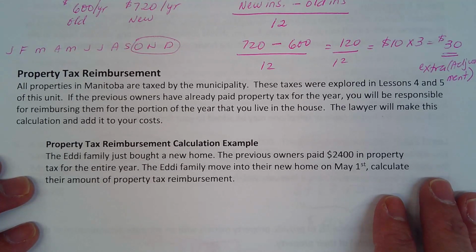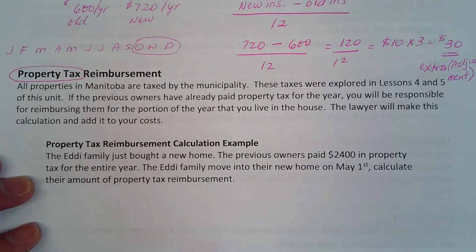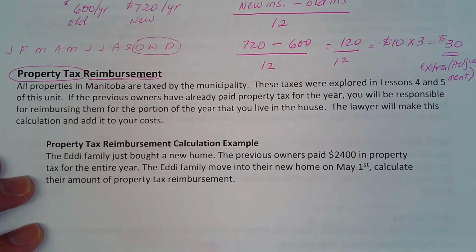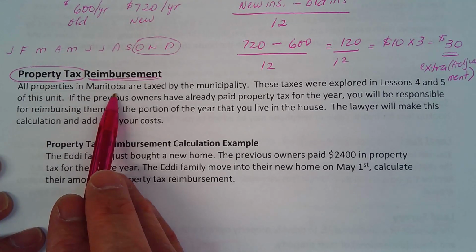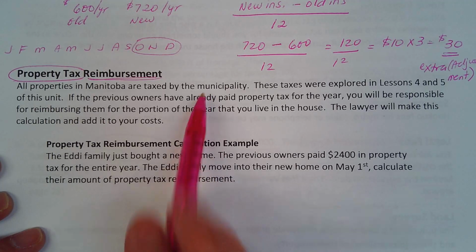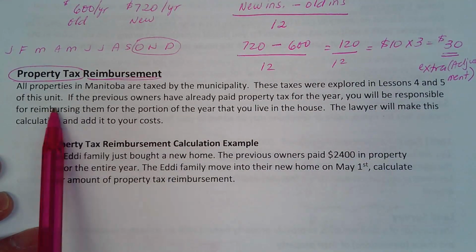Property tax, okay. We pay property tax continually, right? It's ongoing as long as we own the property. But this one is reimbursement, okay? So all properties in Manitoba are taxed by municipality. We know that. That's our assignment yesterday. These taxes were explored in lessons 4 and 5.